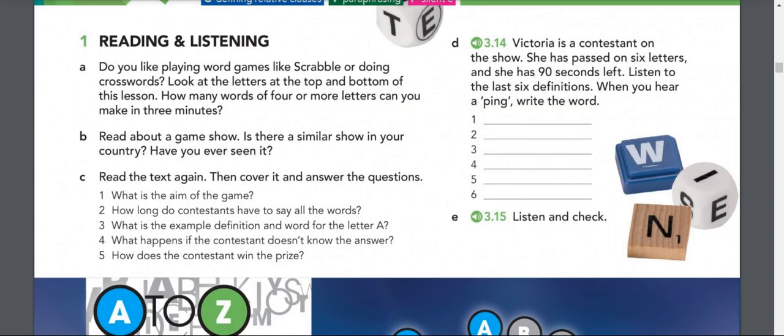Read about a game show. Is there a similar show in your country? Have you ever seen it?